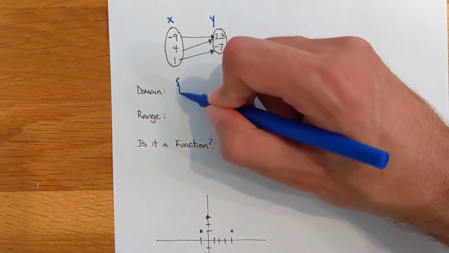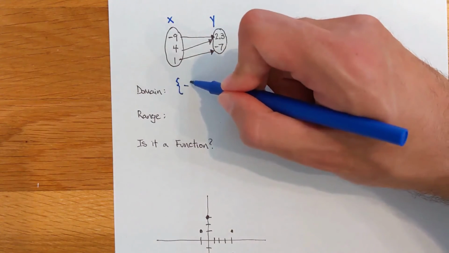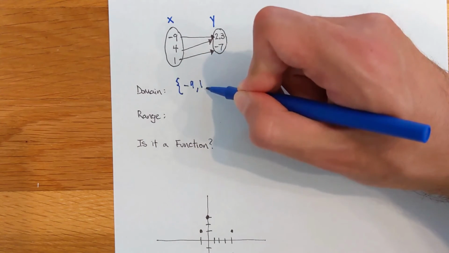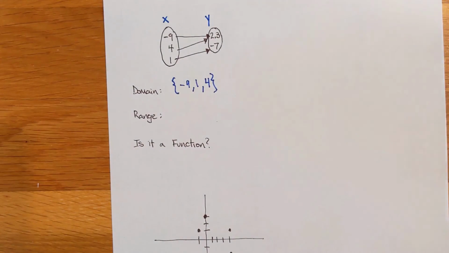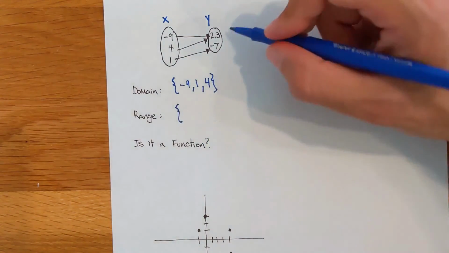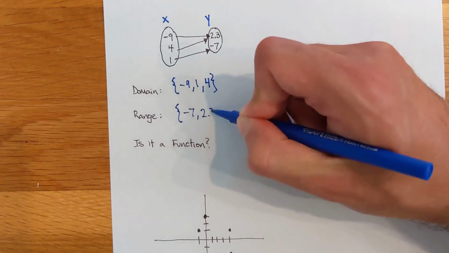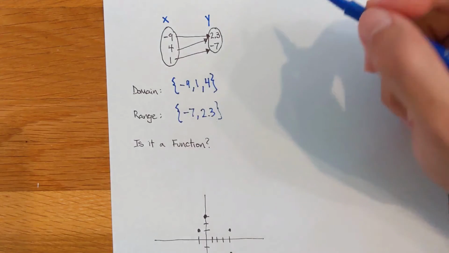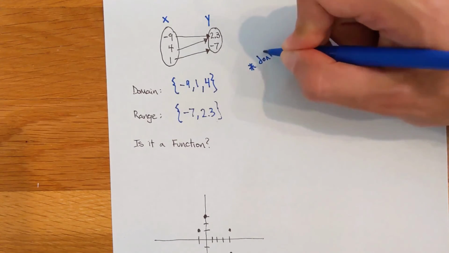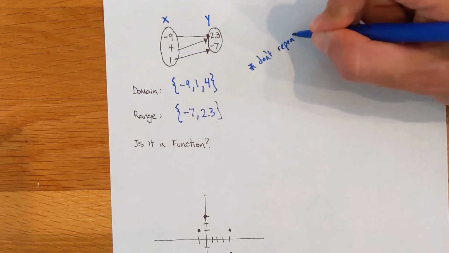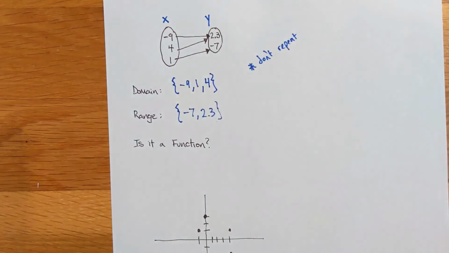Domain is going to be the x's that my problem uses, but anytime you write them down, write them from least to greatest. So -9, 1, and 4 is the domain of this problem. The range on this problem is going to be the different y's you can use, again, from least to greatest. And when you write out domain and range, don't write repeats. You only have to write the number 2.3 once for your range.